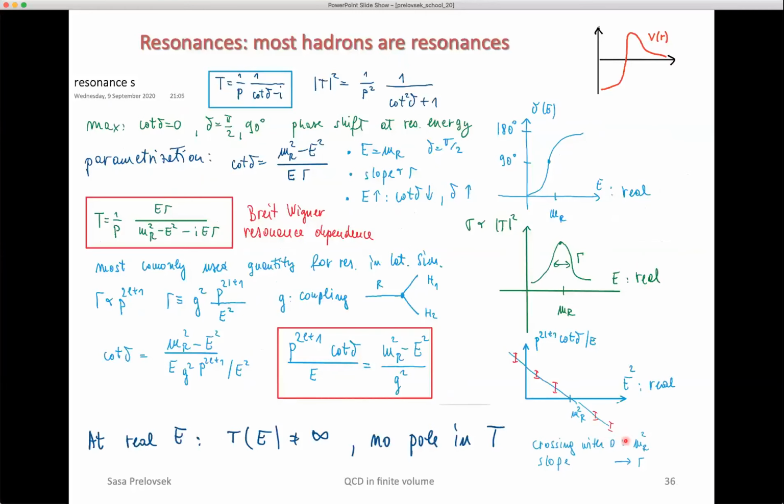Just let me tell you that on the lattice, we will try to extract the phase shift from the lattice for several energies. I will talk about that next time. And suppose then you get these red points here. Yes. So what's the question?